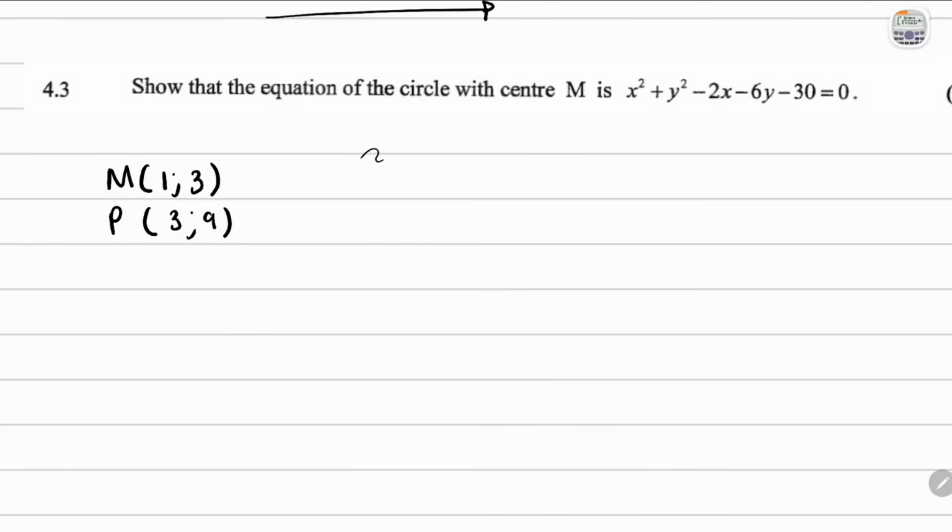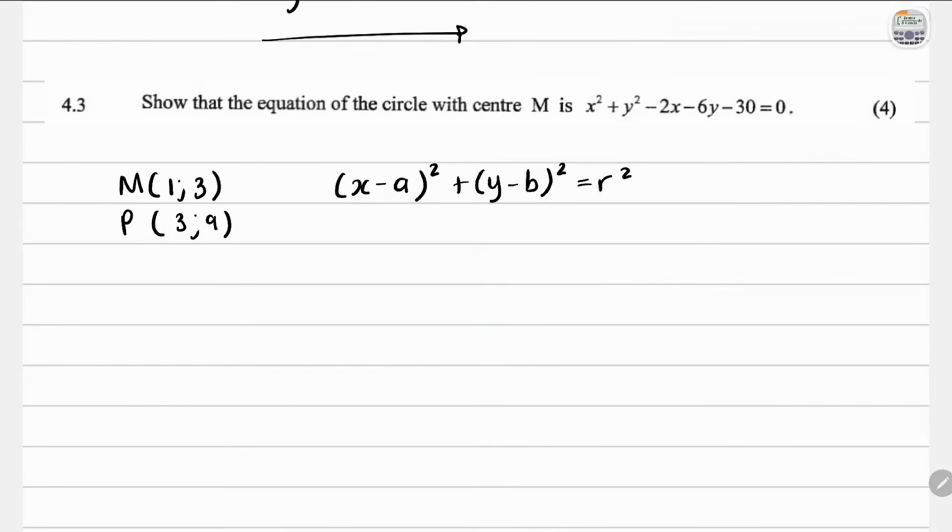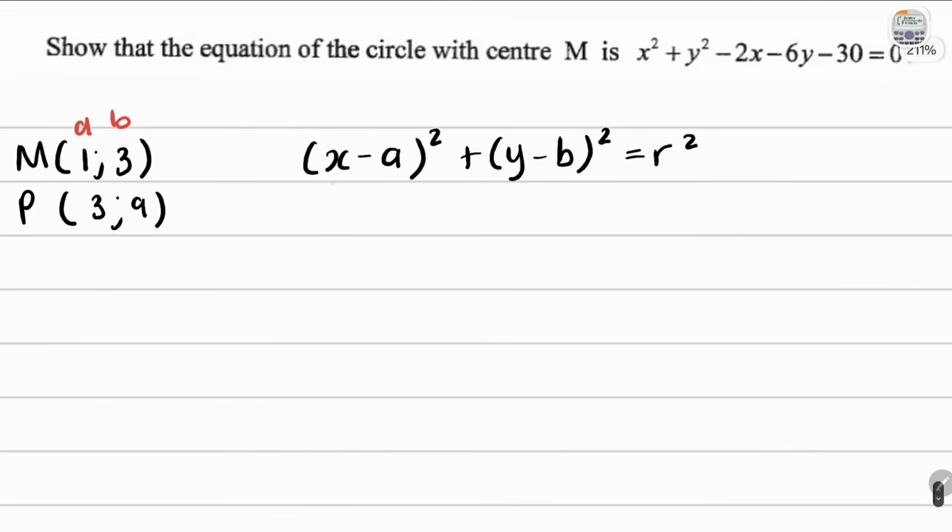Okay, and then the equation of a circle, right? The standard form is x minus a, which is the center, squared, plus y minus b, which is the y coordinate of the center, squared, is equal to r squared. Now that we have this, we can go ahead and substitute the center. Because M is the center, that is going to be the a and the b value. So that's x minus 1 all squared plus y minus 3 all squared is equal to r squared.